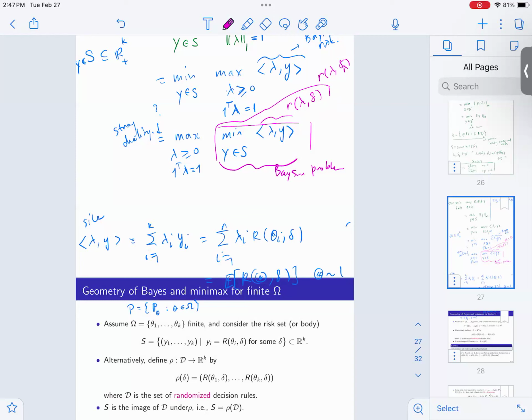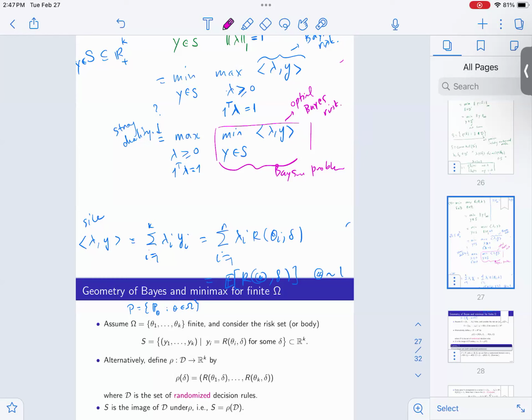In any case, this is suggesting that we solve the Bayes problem for this lambda, and it has a certain Bayes risk, and then I'm going to choose a lambda which maximizes this Bayes risk. Okay, so the prior that maximizes the optimal Bayes risk, the minimum Bayes risk, is the prior that you can choose. And if you choose that prior, that rule is going to be minimax. So maybe the notation is bad, but this is the optimal Bayes risk.